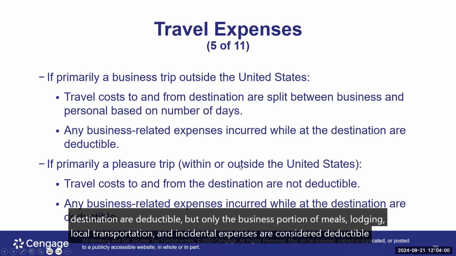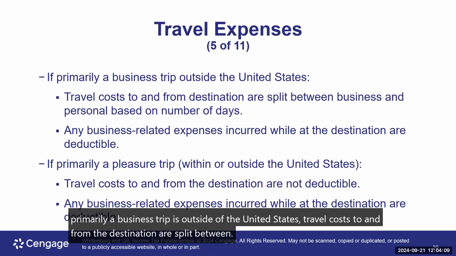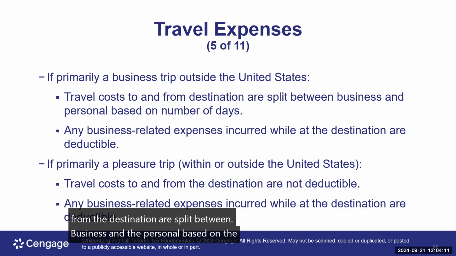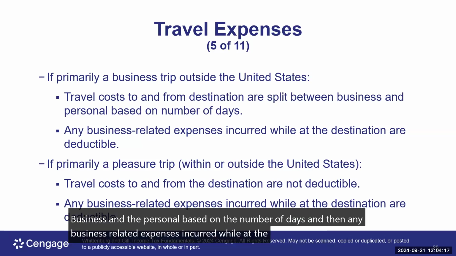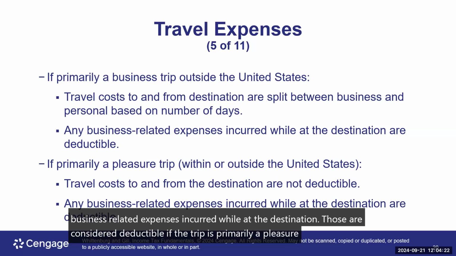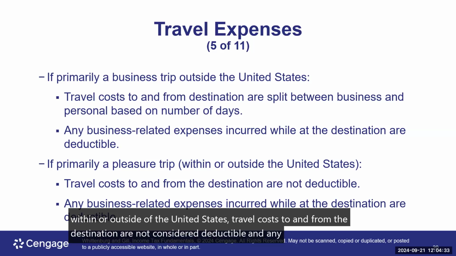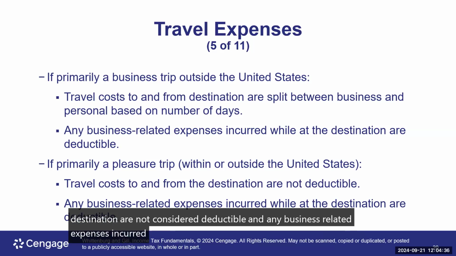If primarily a business trip is outside of the United States, travel costs to and from the destination are split between the business and the personal based on the number of days. And then any business-related expenses incurred while at the destination are considered deductible. If the trip is primarily a pleasure trip, within or outside of the United States, travel costs to and from the destination are not considered deductible. And any business-related expenses incurred while at the destination are considered deductible.